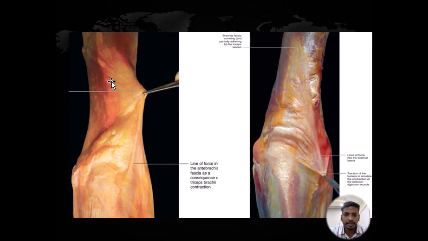As we have seen anteriorly, there is a strong link between the brachial and the antebrachial fascia. Likewise, we have a strong link between the antebrachial and the brachial fascia posteriorly. So for example, with a traction given at the antebrachial or brachial fascia, you can feel the traction where the line of force is distributed to the antebrachial fascia. This indicates that there is a strong myofascial link between the brachial and the antebrachial fascia, forming a continuum between the arm and the forearm.